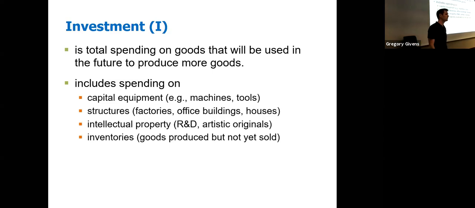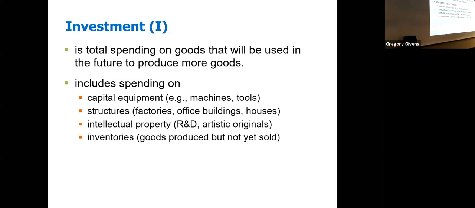Intellectual property is a new-ish component of investment. That includes things like spending by firms on research and development, artistic originals, films, musical scores, artwork, stuff like that. This is also a component of investment. And the last one I want to talk about here is inventories. This is an important one.